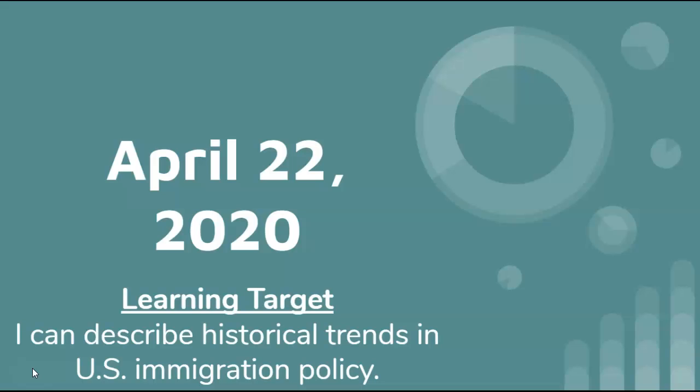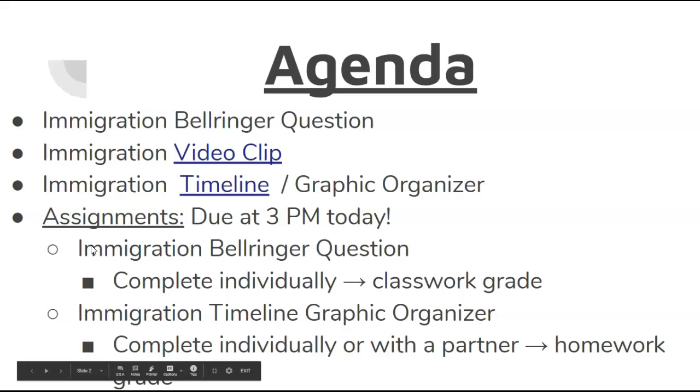We are going to veer away from the idea of responsible news and, for the most part, veer away from focusing on COVID-19, and start focusing on immigration as our next unit. We will talk about some trends throughout U.S. history, specifically regarding immigration. Agenda for today: there is a bell ringer question for you to do.